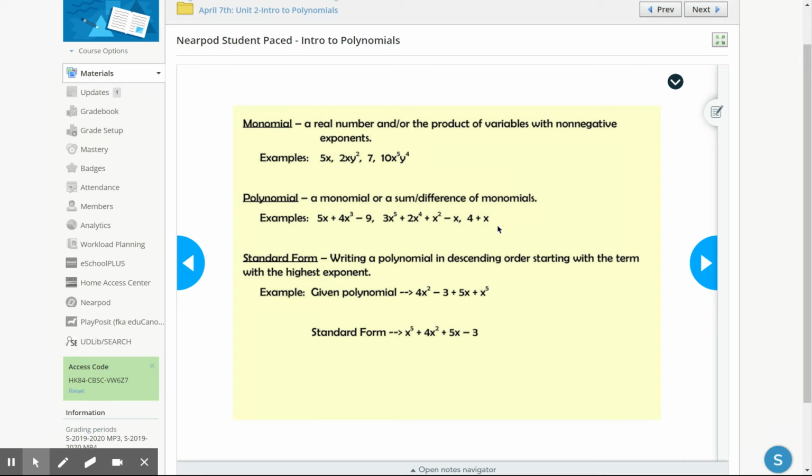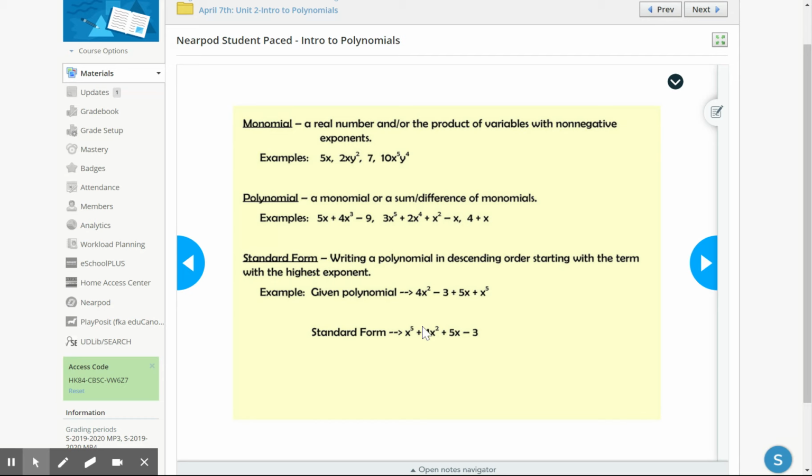Standard form, we should know this from when we did quadratics. Ax squared plus bx plus c. But now, because we're getting higher order, meaning that now we have cubed, which is to the third power, we have quartic, which is to the fourth power, and quintic, which is to the fifth power, we still need to keep them in order. So if we're given 4x squared minus 3 plus 5x plus x to the fifth, we can't use that right now. We have to put it in standard form. And we'll see why throughout this unit. But we want it to be in standard form.